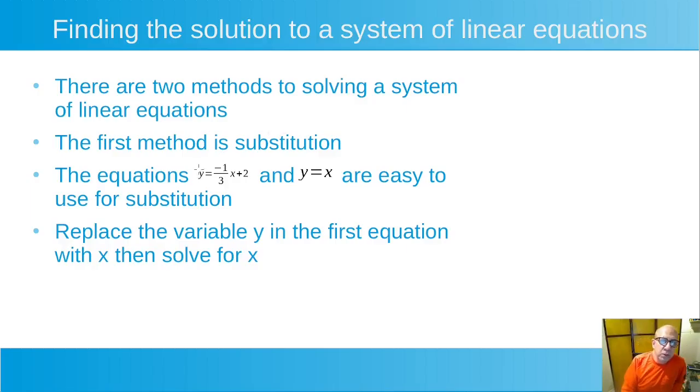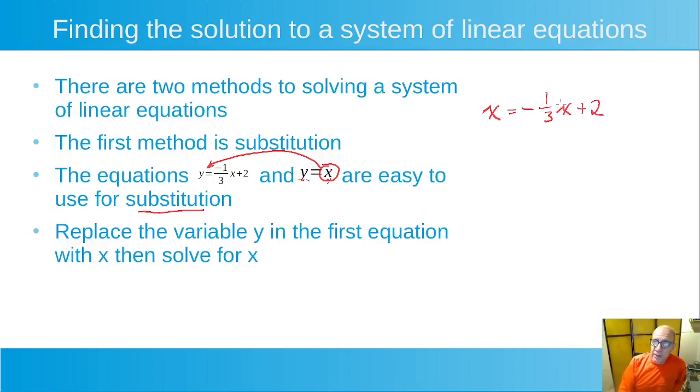Now on our two equations, y equals -1/3 x plus 2 and y equals x, it's really easy to substitute because y equals x. So I can take this x and I can stick it in for y. Or I could take the y and stick it in for x, I don't care. But I'm going to take the x and I'm going to replace y. I'm going to substitute, instead of y, I'm going to write x equals -1/3 x plus 2. Now, I just need to solve for x.